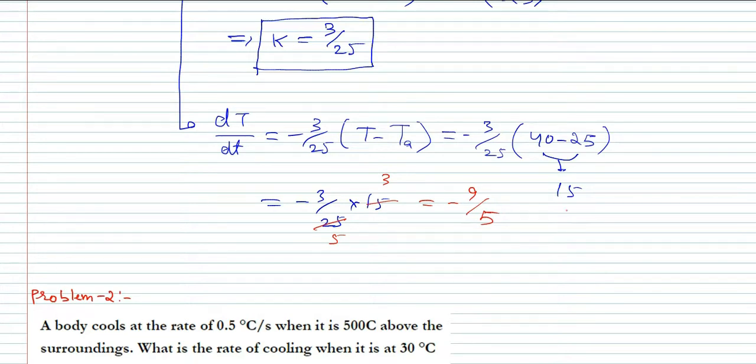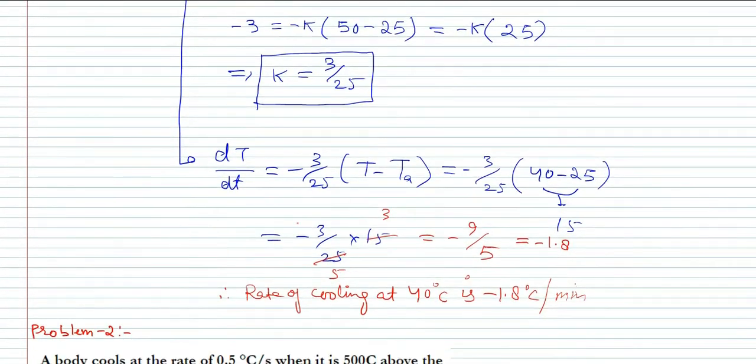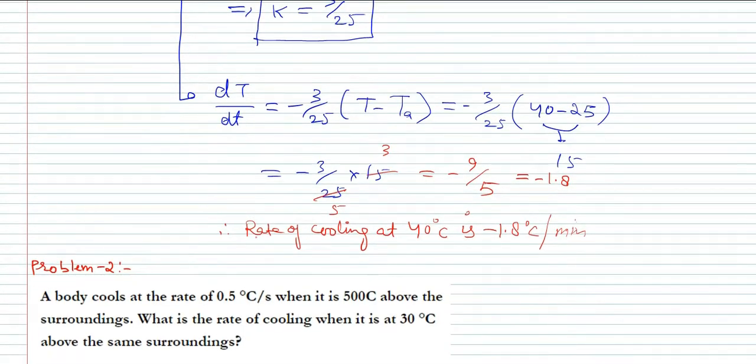How much is that in fractions? Minus 9 by 5 is minus 1.8. Okay, therefore the rate of cooling at 40 degrees centigrade is minus 1.8 degrees centigrade per minute, right? Because here we used this per minute, so this is going to be per minute too. Okay, that's it. Now let's come to another problem.